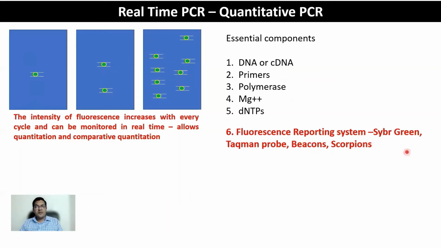In the initial days of real-time PCR, we used SYBR Green. Now, of course, we have more complex reporting systems like TaqMan probes, beacons, and scorpions. TaqMan probes, beacons, and scorpions will be discussed elsewhere. We stay with SYBR Green for now.